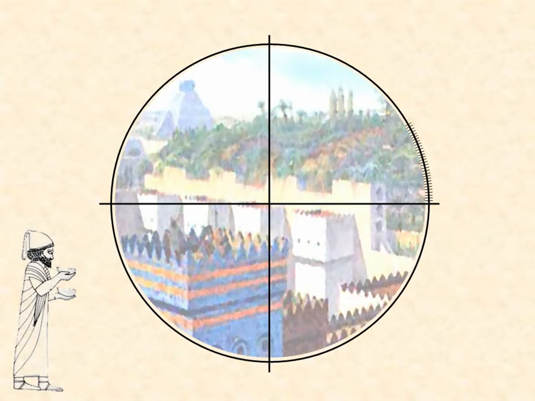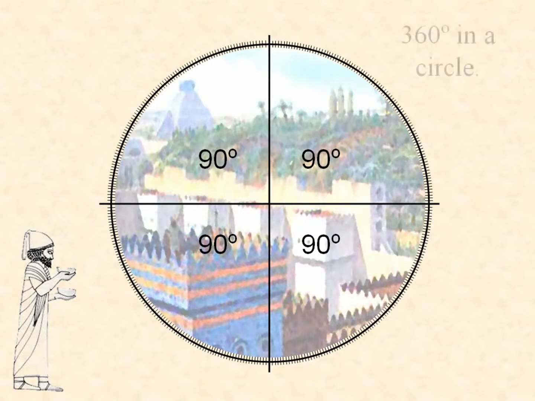Angle measurement in degrees was invented about 4,500 years ago by the ancient Babylonians. They divided a circle into 360 parts and called each part a degree. The first quarter of a circle contains 90 degrees, the next quarter another 90, and so on. The Babylonians used the number 360 because it is close to the number of days in a year, and also because it can be divided evenly in a number of different ways.